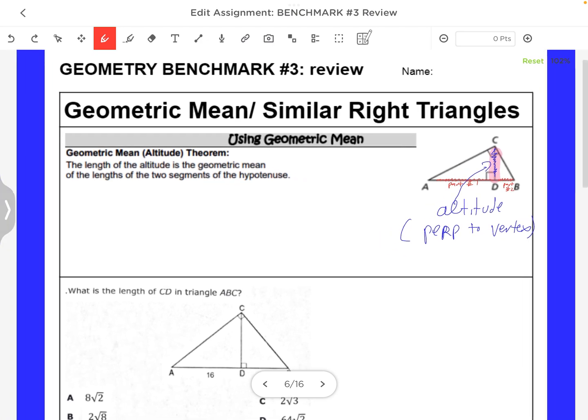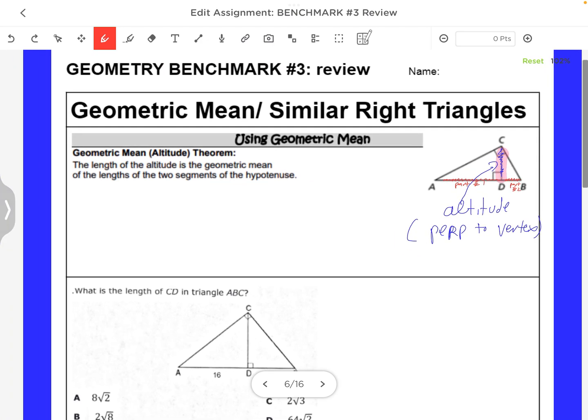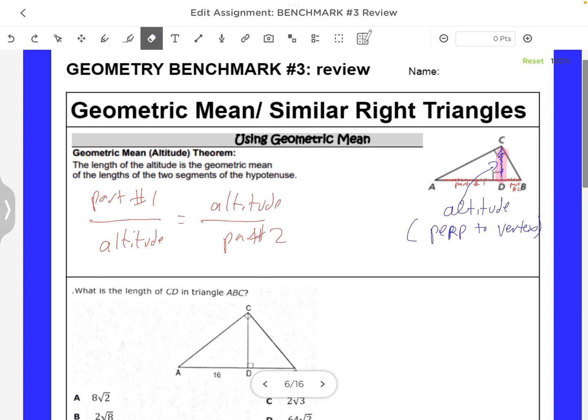Okay, so we have that altitude, right? And it cuts those pieces, that hypotenuse, into two parts here. And here's how we set it up. Okay, we're always going to set up, and we're going to say the hypotenuse. I'm sorry, not the hypotenuse, sorry. Altitude on the bottom of one and altitude on the top of the other. Okay, then we're going to have the part number 1 on one and part number 2 on the other. Okay.